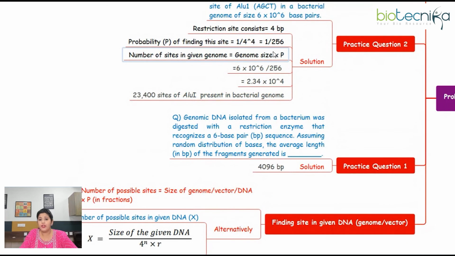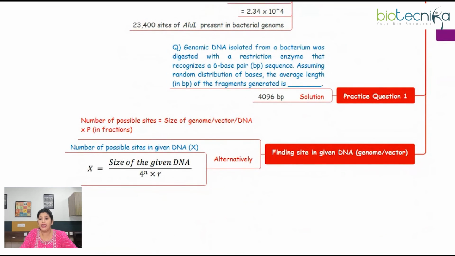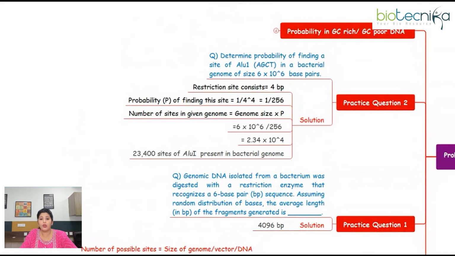First of all, you will read the question carefully, and then you will note down what all values are given to you in the question. So restriction site, 4 base pair mentioned. Probability of finding this site, you know the formula for probability, it will be 1 by 4 raised to power n, because it's a non-ambiguous sequence, right? So directly 1 by 4 raised to power n, where n here is 4, and on solving, you will get 1 by 256.